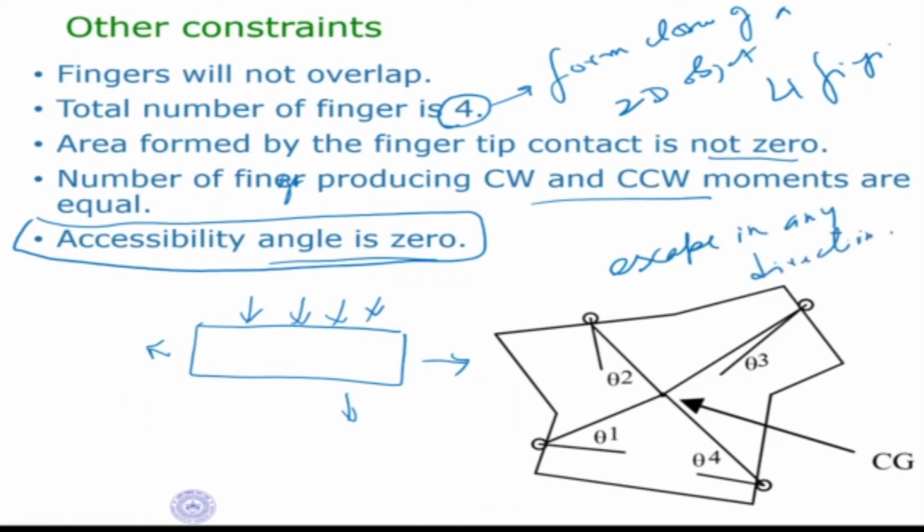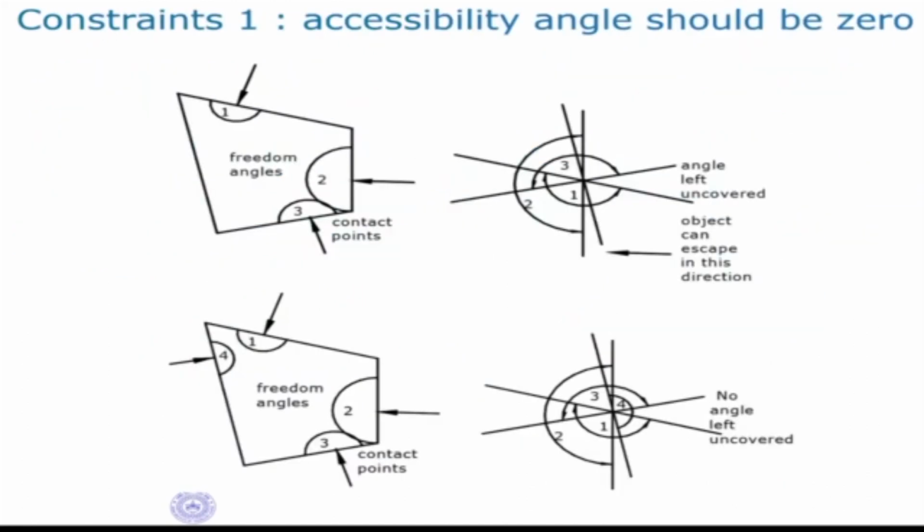So what this means is that if I put 4 fingers here, here, here, and here, this object, if it's a moving object, should not be able to escape or move in any direction. It should be constrained. Then it's in form closure. Okay, so how do I ensure form closure? What we check is what we call the accessibility angle or the freedom angles.